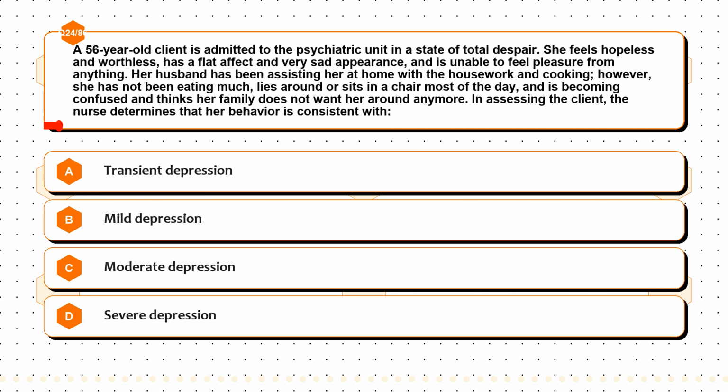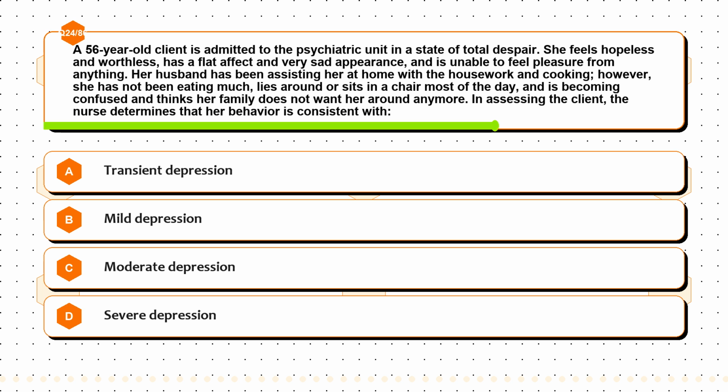Question 24. A 56-year-old client is admitted to the psychiatric unit in a state of total despair. She feels hopeless and worthless, has a flat affect and very sad appearance, and is unable to feel pleasure from anything. Her husband has been assisting her at home with the housework and cooking. However, she has not been eating much, lies around or sits in a chair most of the day, and is becoming confused and thinks her family does not want her around anymore. In assessing the client, the nurse determines that her behavior is consistent with.